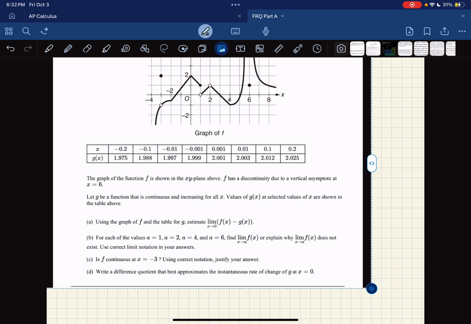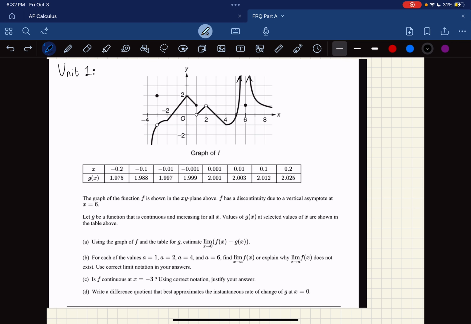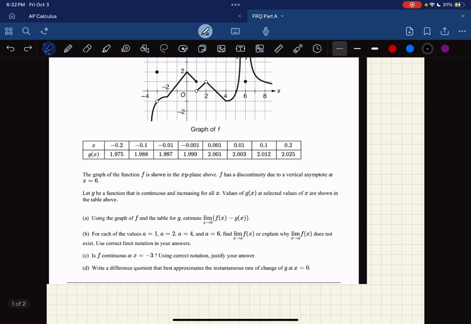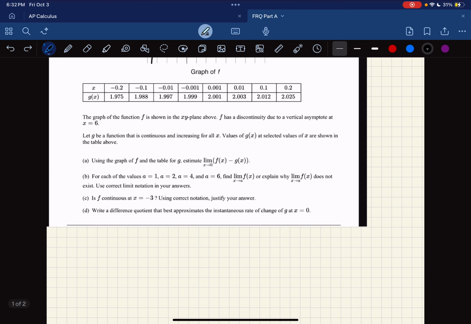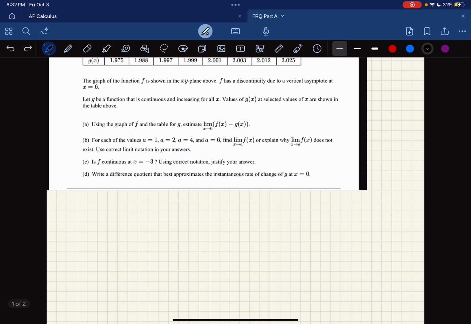The first question, they said, using the graph of f and the table for g, estimate the limit as x goes to 0 of f of x minus g of x. So the limit as x goes to 0 of f of x minus g of x is going to be the same as the limit as x tends to 0 of f of x minus the limit as x goes to 0 of g of x.